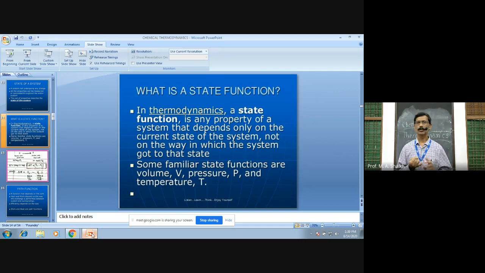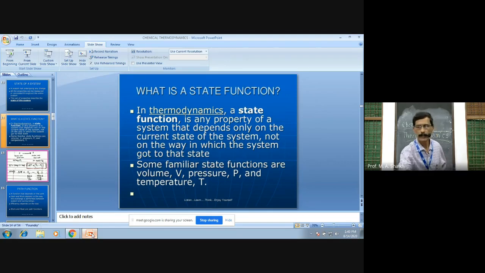In the same chapter, we have studied internal energy. Symbol is U, capital U. Enthalpy, symbol is H. Entropy, symbol is S. Gibbs energy, symbol is capital G. Entropy, enthalpy, internal energy, Gibbs energy, all are state functions. Why? Because they depend on initial and final states of the system, and they do not depend on the path followed by the system to go from initial state to final state.